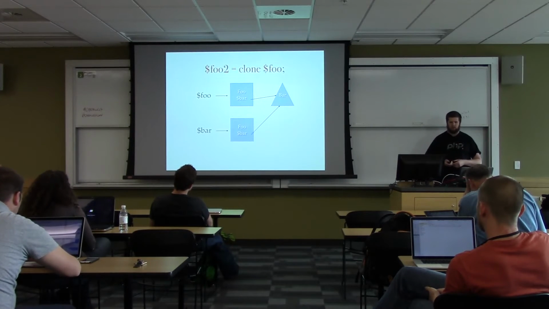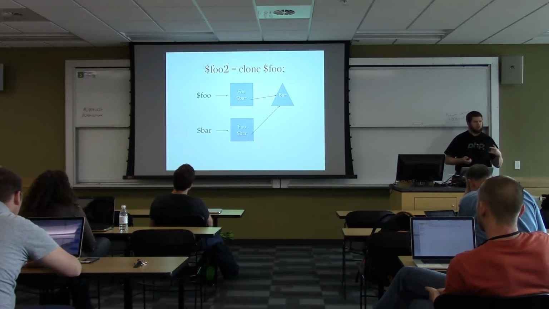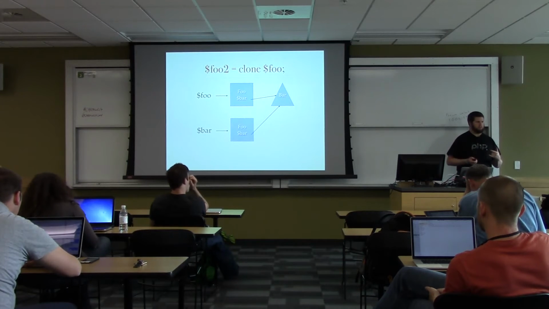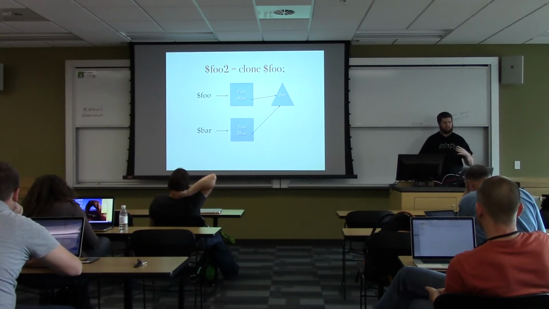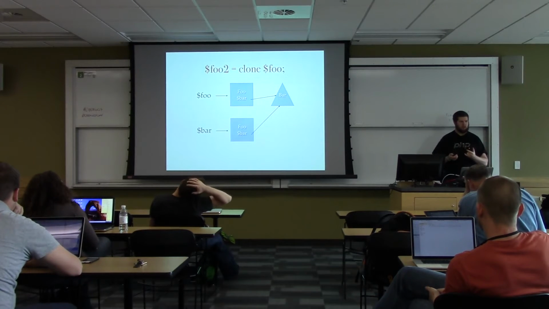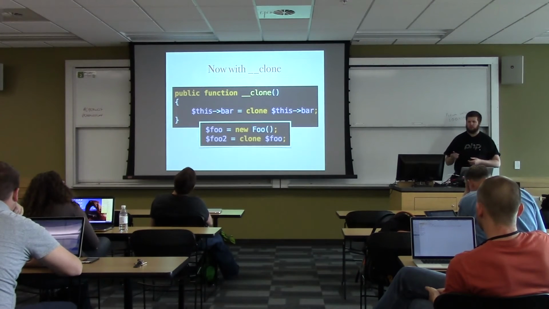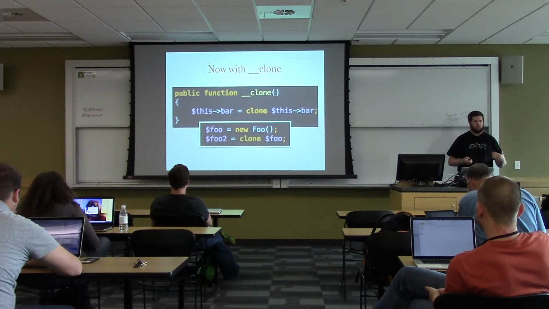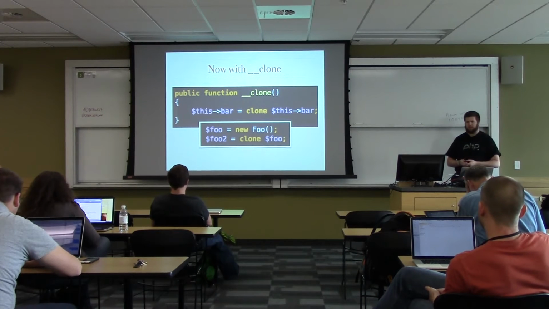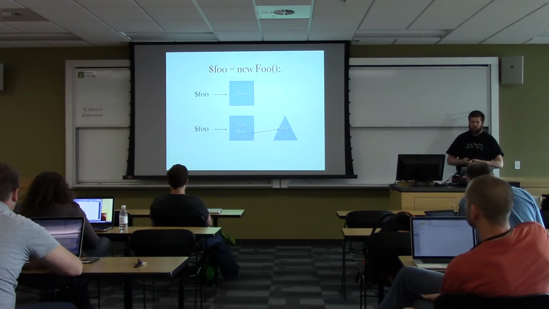Then we call clone. Both of our clones have the same exact bar inside of them. That's what I mean by shallow. It didn't make a clone of the inside objects. It just made a clone of the outside basic stuff. All of them still point in there. So this is where we want to use magic clone. If we add this clone method into our class, we say, whenever clone gets called, we're also going to clone the inside stuff. So now we're making it a deep clone, a deep copy.